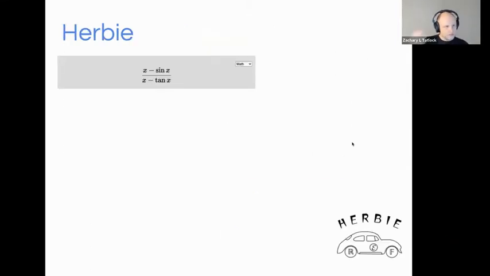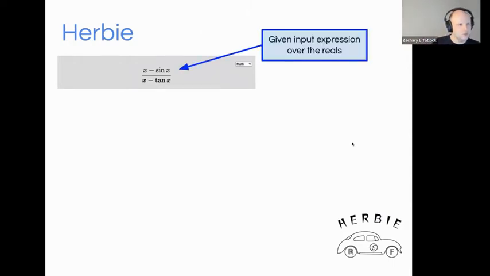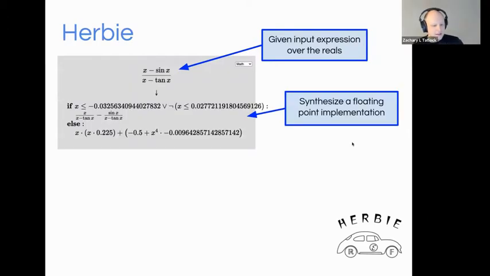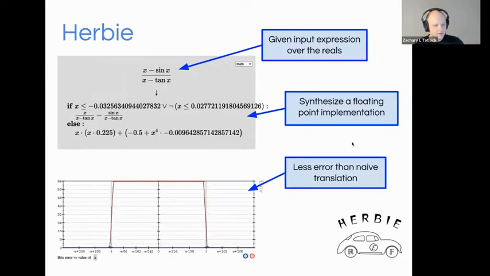So for those of you who haven't seen it before, Herbie is this tool where you write some expression over the reals. And Herbie takes that and tries to synthesize another version of the expression, which is more accurate than a naive translation would be when you consider floating point rounding error. And in practice, this tends to work pretty well for a lot of examples.